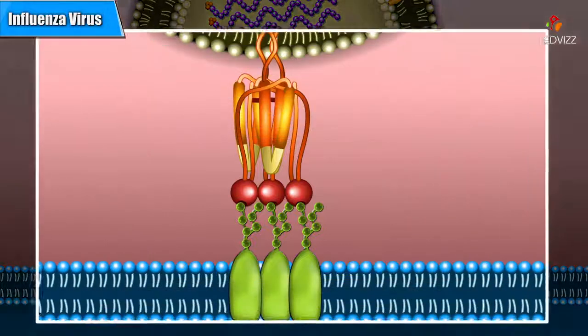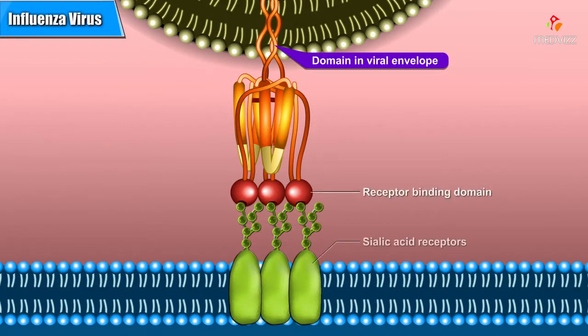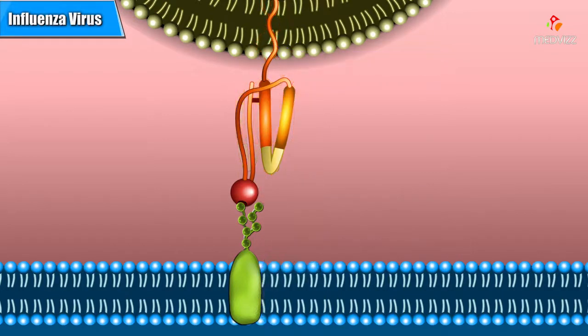The hemagglutinin complex consists of a trimer of subunits. Each subunit includes a domain that passes through the viral envelope and a domain that binds to the sialic acid receptors on the host cell. For clarity, let's look at just one of these 3 subunits.